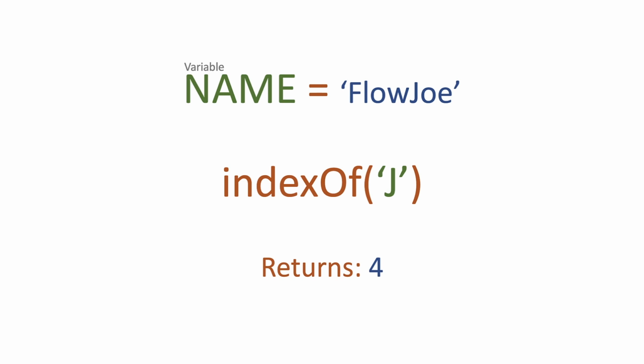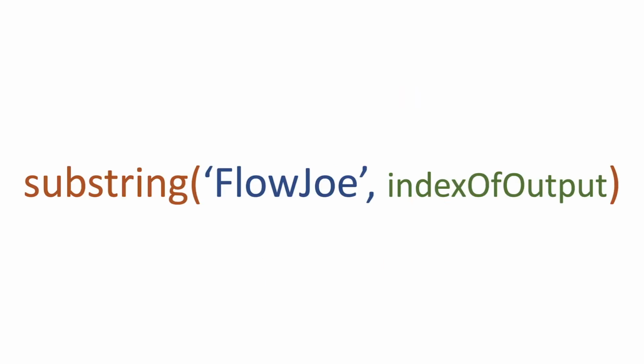Now, how do we know this? Because F starts at 0, so if we start at 0 and then we count along to J, J is 4.